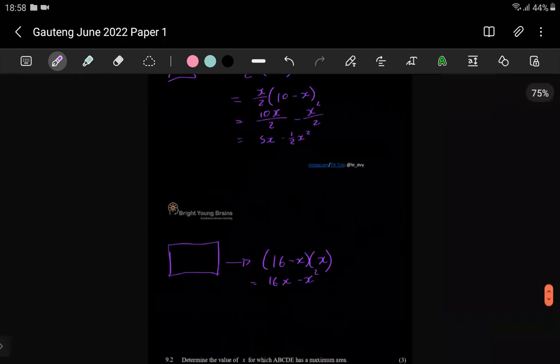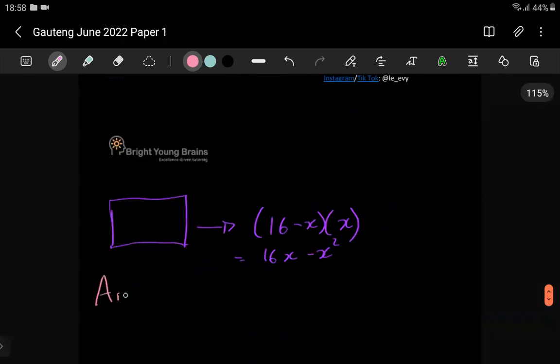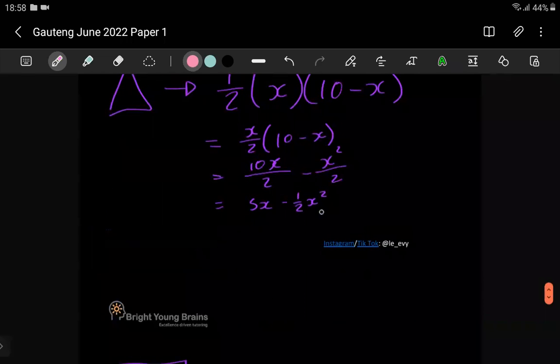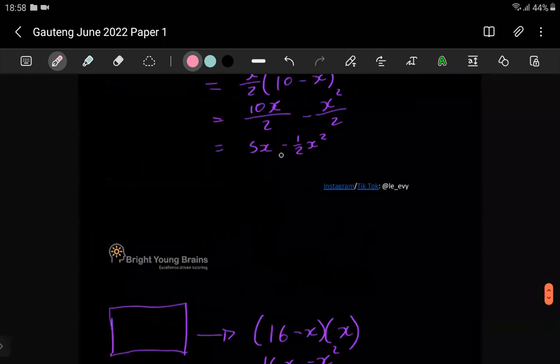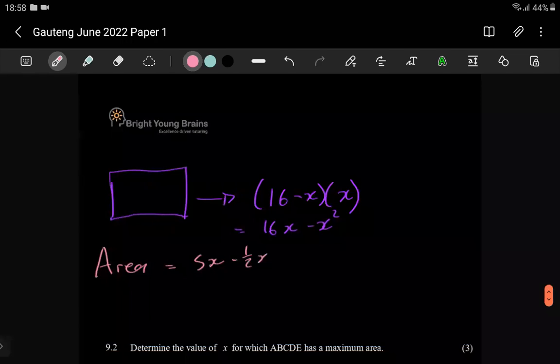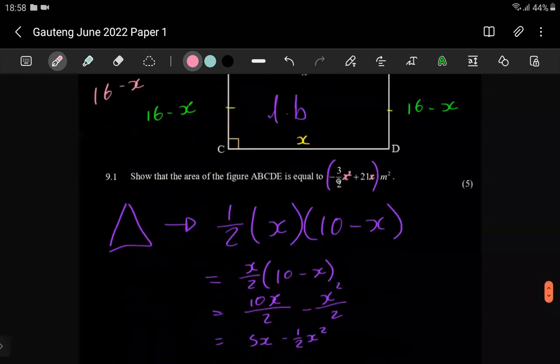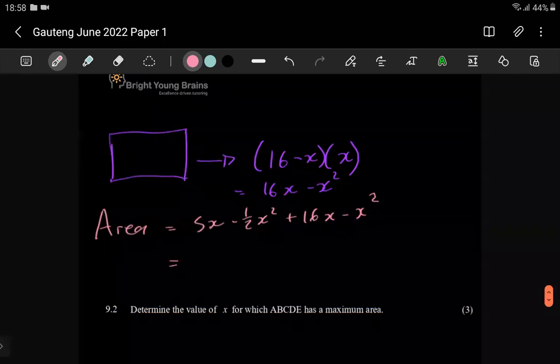So what we know is that the area is going to be equal to this plus that. So here 5x minus a half x squared plus this thing here. Fortunately, we don't have to put any brackets because we're adding. Adding these together, we can just use our calculator. Here I have to be careful because you see there's a negative 3 over 2, and it's coming from this minus that because these are like terms. Negative a half minus 1 gives you negative 3 over 2 x squared. 5 plus 16 is going to give us 21x.